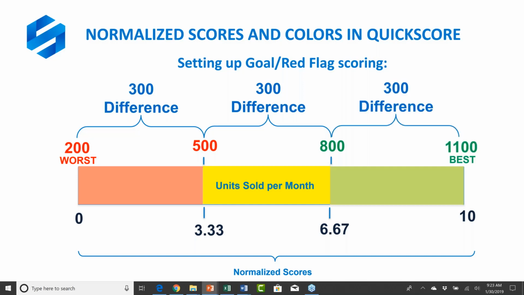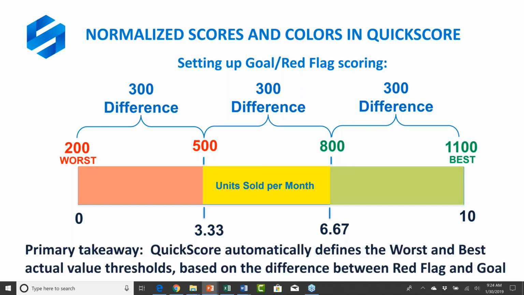It similarly takes that 300 unit difference, extends it beyond the 800 goal to define an 1100 best threshold, again, which will be tied to the normalized score of 10. The key takeaway from setting up this type of scoring is that QuickScore automatically defines your worst and best actual value thresholds for you based purely on the difference between the red flag and the goal actual values. Okay? The QuickScore system does it for you.